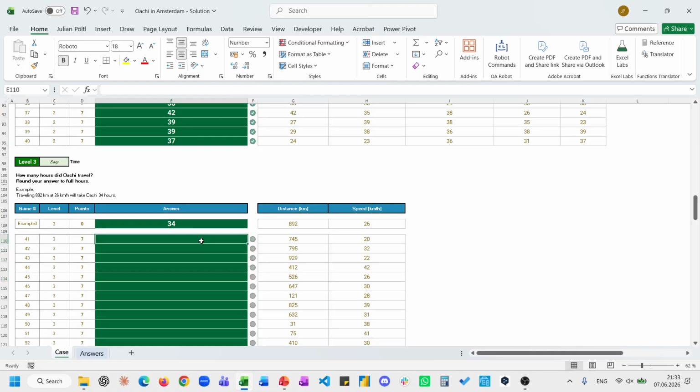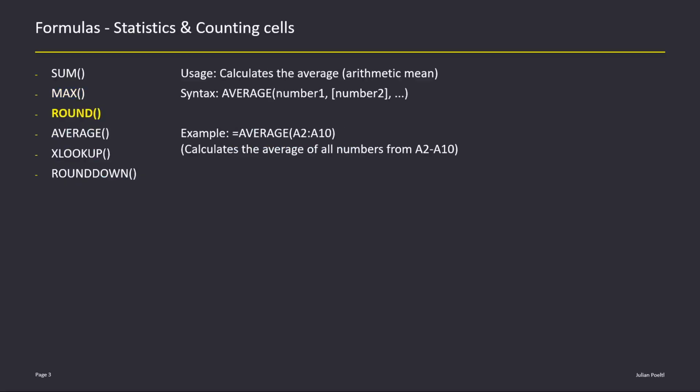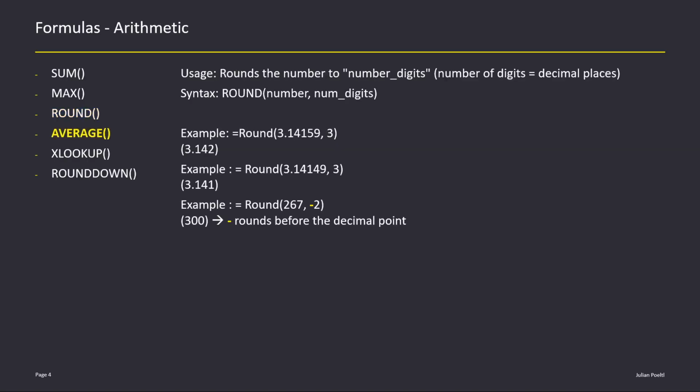And of course we have a formula for that, the so-called round formula. With the round formula, you round the number to the number of digits. In this case, number of digits are decimal places. So you basically say round, give it the number, then the number of digits. In our case, it's 0, and then it will round this. And also, if you want to round to the next 100 or next 1000, you can also round with minus and the digit before the decimal point.